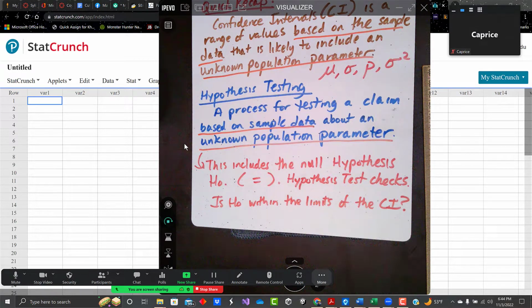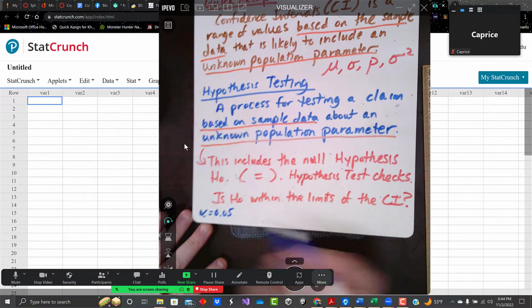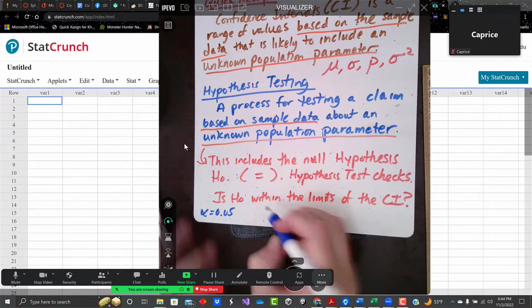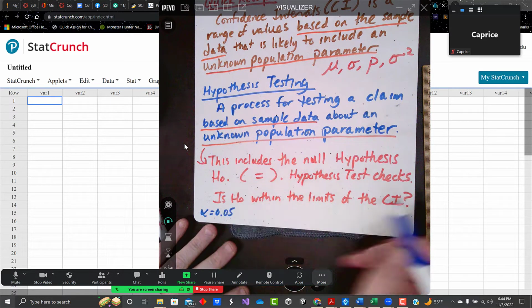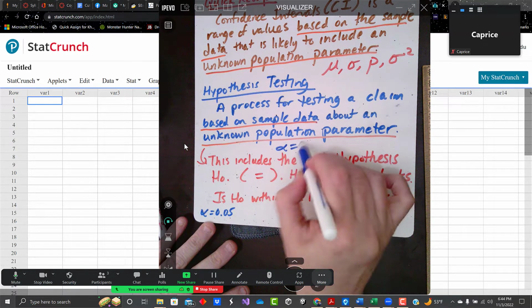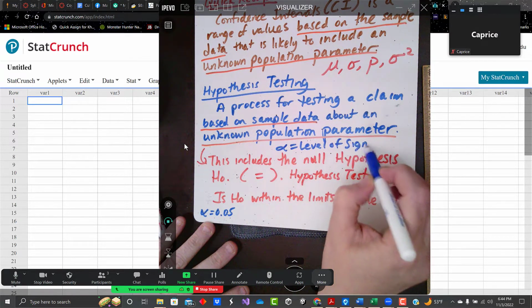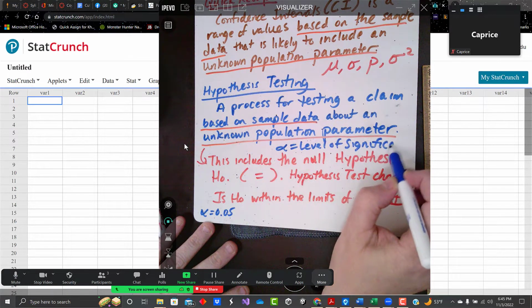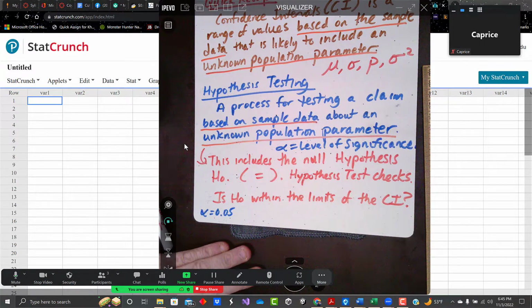How does it do it? Remember, we need alpha, the level of significance. Frequently it is 0.05. And alpha is the level of significance. I'm going to write that up here. Oh, I spelled it right today. Good job, David.